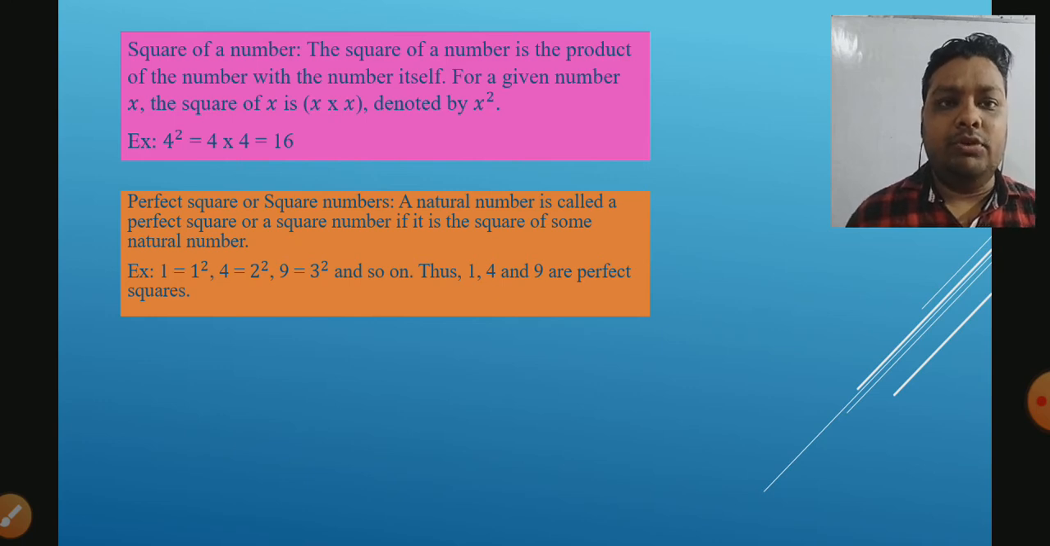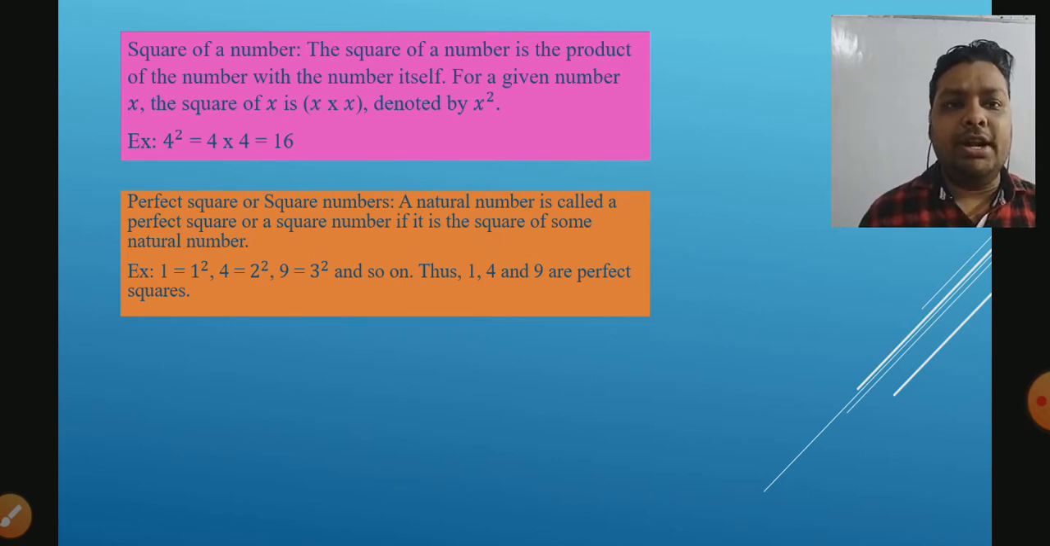Next, 2 and 3 are not the square of any number, so we can't take them. The next number is 4. So 4 is the square of which number? 2. It means 2 square is equal to 4, so 4 is a perfect square. Same as 5, 6, 7 and 8, these are not perfect squares. After that 9 will come. 9 is the square of 3. Same as 16 is the square of 4, and 25 is the square of 5, and so on. So these are the perfect squares.